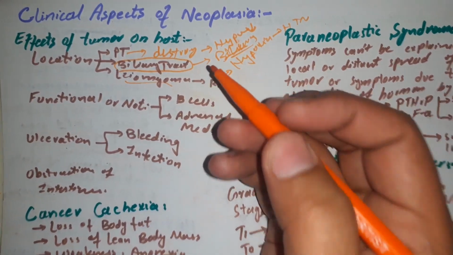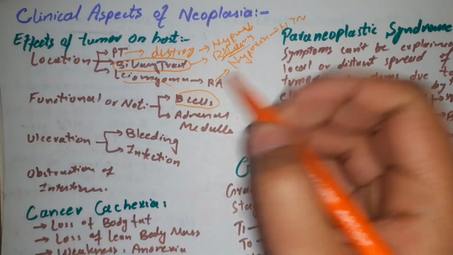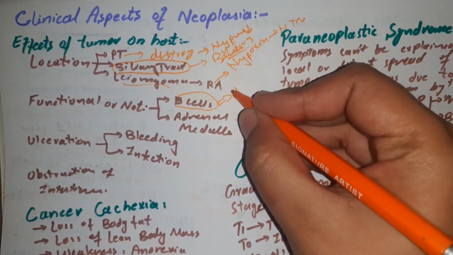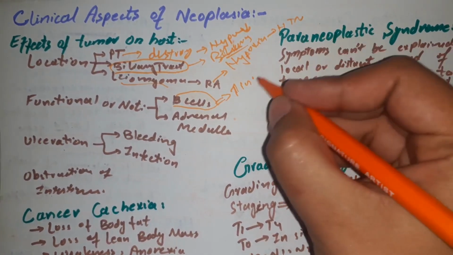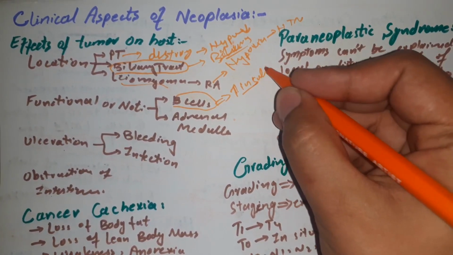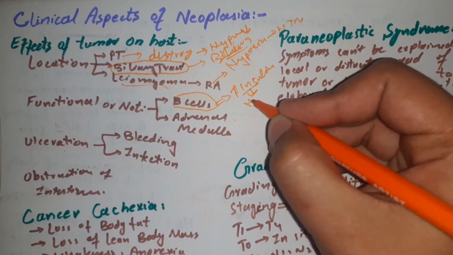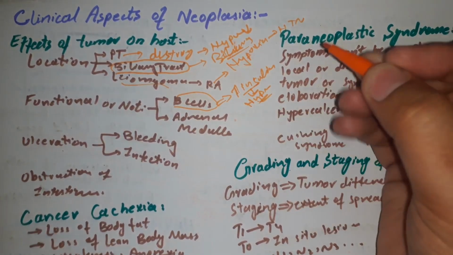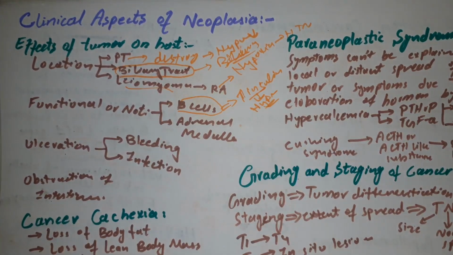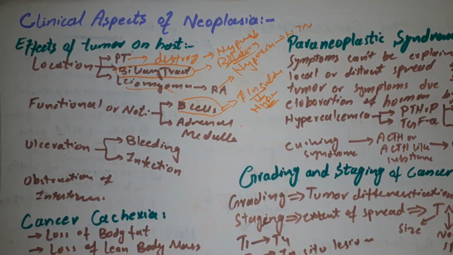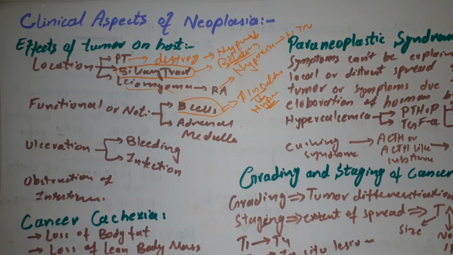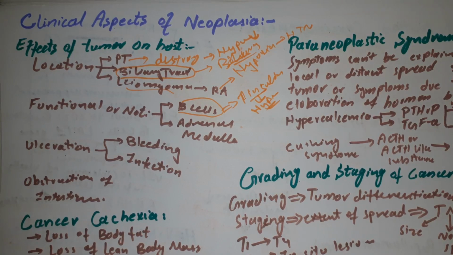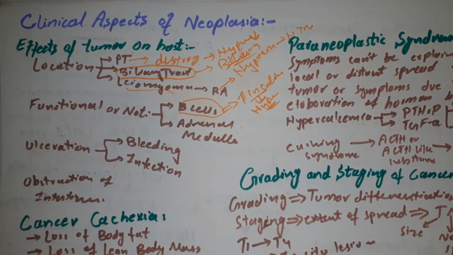For example, a tumor of the beta cells of the pancreas can lead to increased production of insulin, or insulinoma, and when insulin production is increased, it can lead to fatal hypoglycemia and so on. Moreover, a tumor of the adrenal medulla can lead to increased production of catecholamines and can lead to palpitations, increased heart rate, tachycardia, hypertension, and so on.